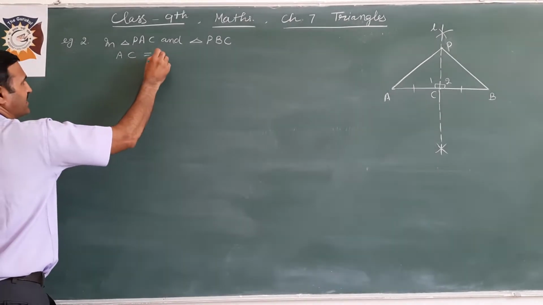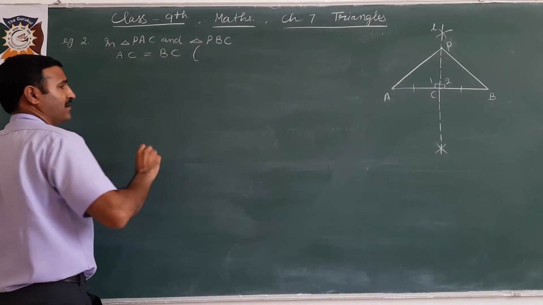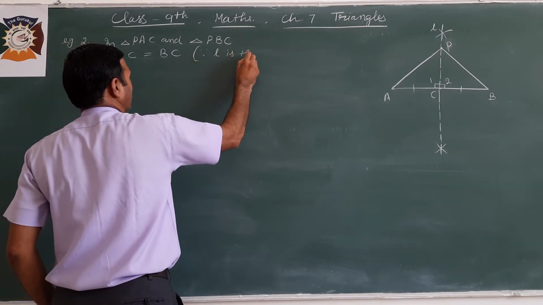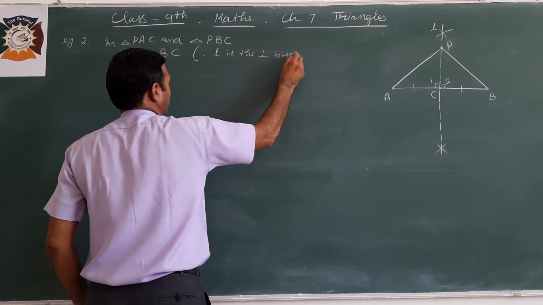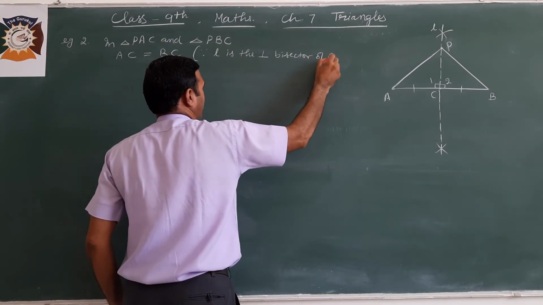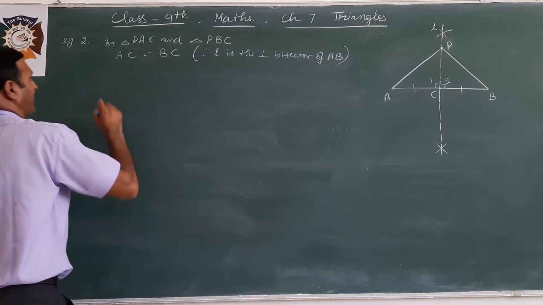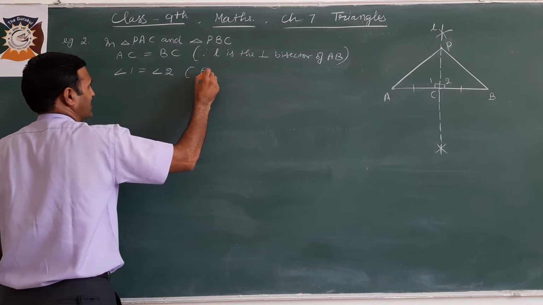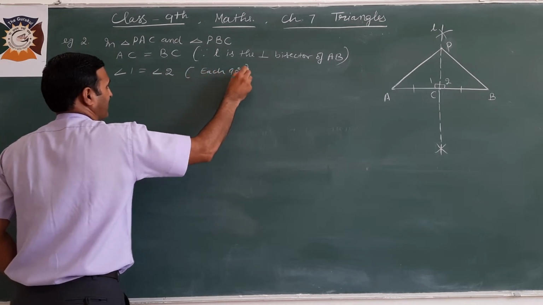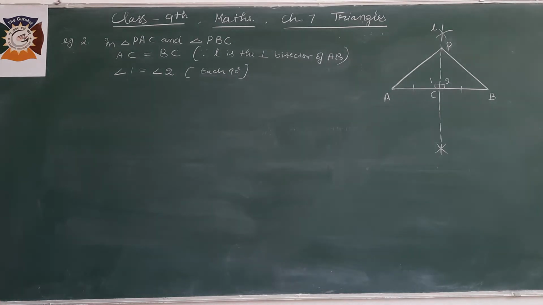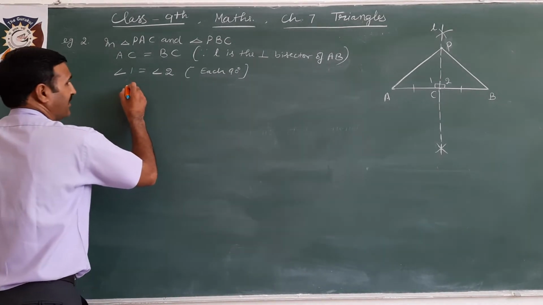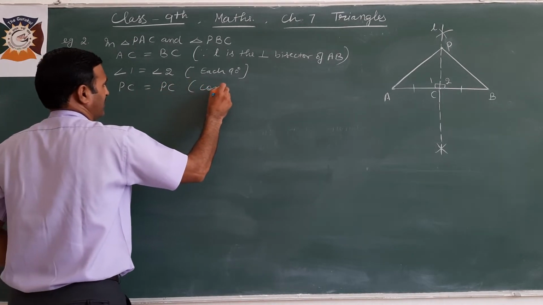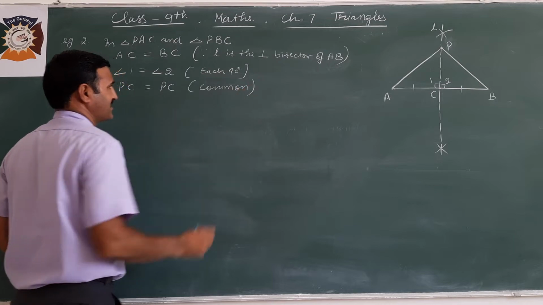AC is equal to BC because L is the perpendicular bisector of AB. Angle 1 is equal to angle 2, each 90 degrees. Both are 90 degrees, so both will be equal, and PC is common in both the triangles.